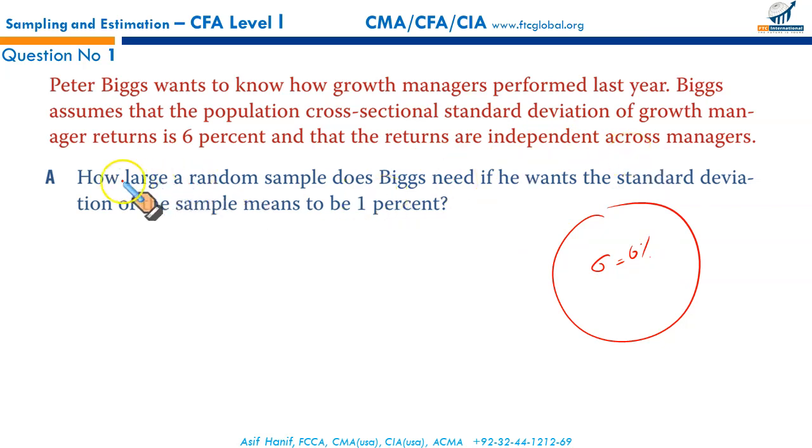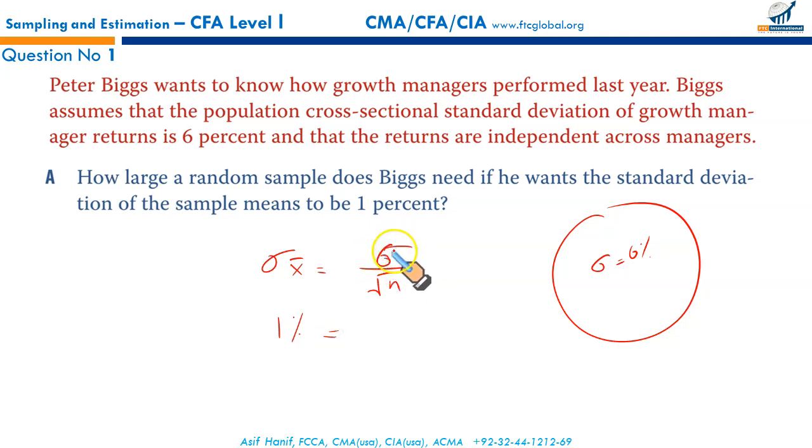How large a random sample does Biggs need if he wants the standard deviation of the sample means to be 1%? This is basically the standard error of the sample mean. We know the formula. It's a very straightforward question. You just need to plug in the values and you will get your answer. So we need the standard error of the sample mean as 1%.